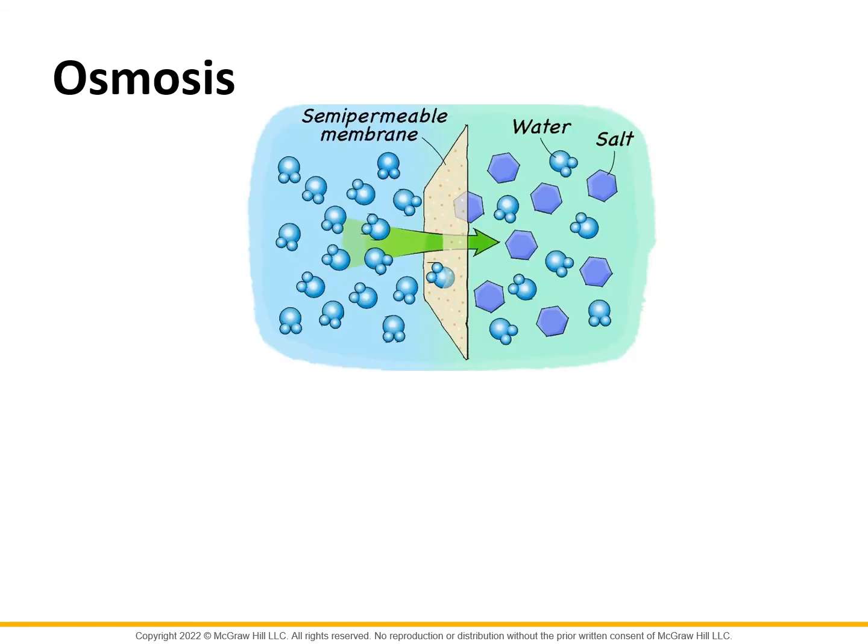Osmosis is a very particular type of transport regarding a membrane, and osmosis can be defined as the diffusion of water across a semi-permeable membrane. So these three components are very important. For osmosis to occur, you must have a membrane, a semi-permeable membrane, and you are only observing the water molecules. So you're just observing the movement of the water molecules, not salt, not sugar, not gases, just water.